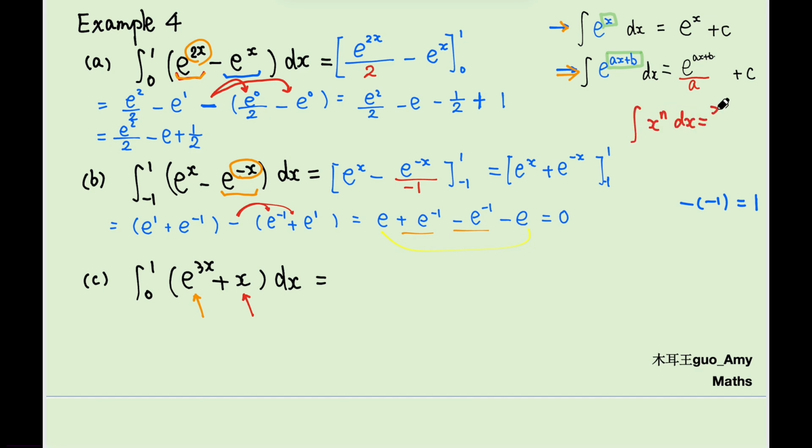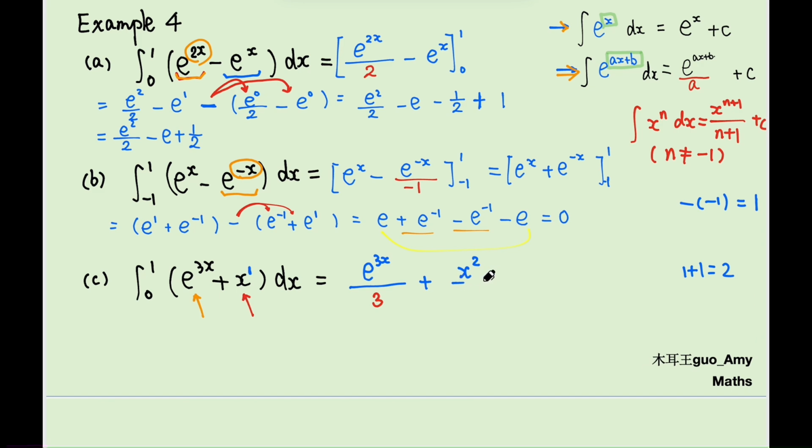The result is x to the power n plus 1 over the new power, then plus c. The restriction is n is not equal to negative 1. X means the index is 1. E to the power 3x first, and then we are going to divide the result by the coefficient of x, which is 3. Then for the second part, x to the power 1, the new power will be 1 plus 1, which is equal to 2. Then we are going to record it here and divide by the new index. Record the lower limit and upper limit.